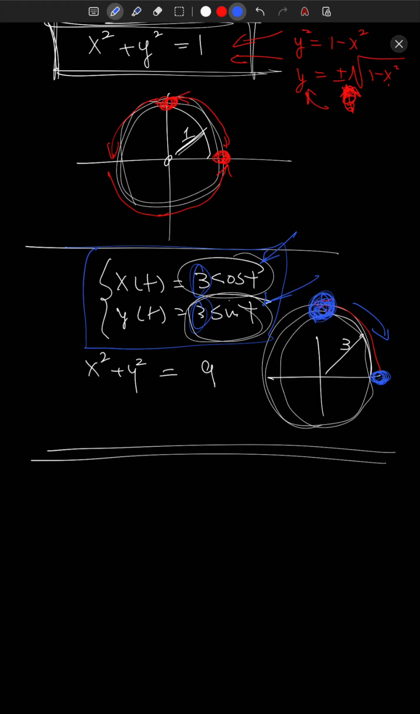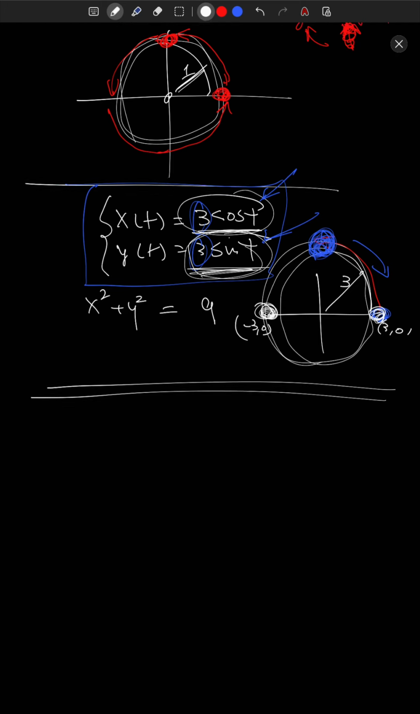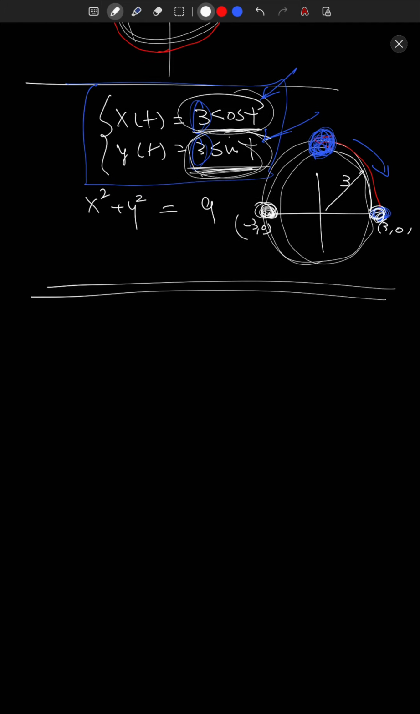Maybe a fun one would be, what if instead of starting at 3, 0, I wanted to start at minus 3, 0? I want to start t equals 0 to be right there instead. How would I change my sets of equations? And an even more interesting one that you can think about is, these are circles, the two examples I've given are circles about the origin.